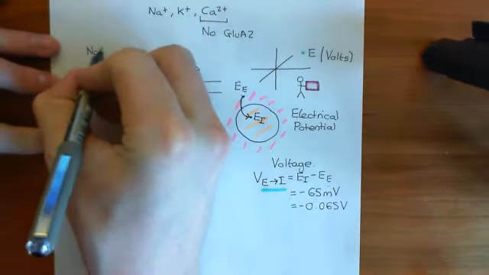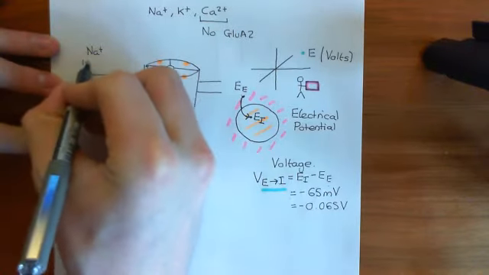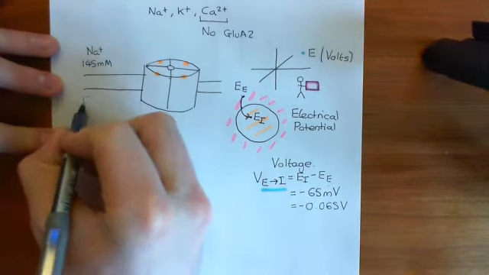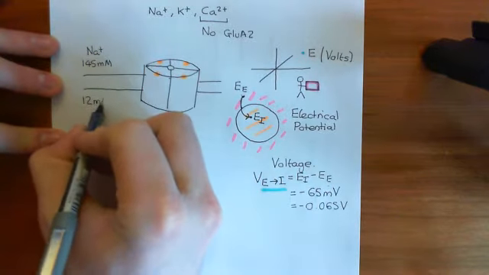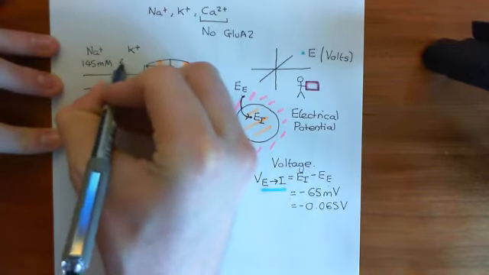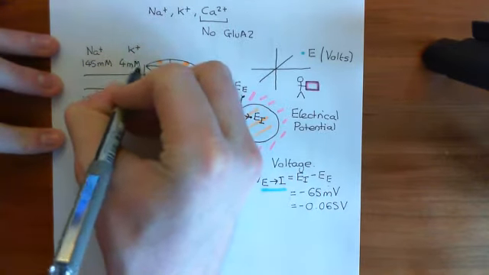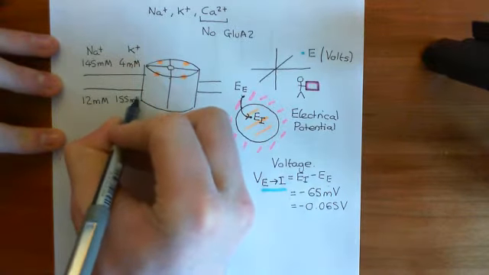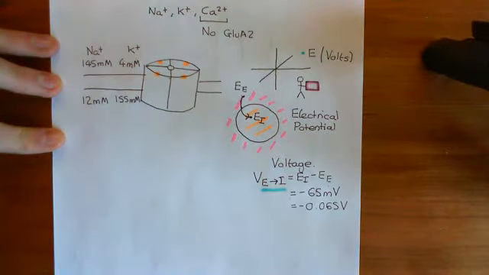So we'll start with sodium. The concentration of sodium extracellularly is around 145 millimolar, whilst the concentration of sodium intracellularly is around 12 millimolar. The concentration of potassium extracellularly is around 4 millimolar, whilst the concentration of potassium intracellularly is around 155 millimolar. Okay, so now let's work out which direction sodium and potassium are going to move.